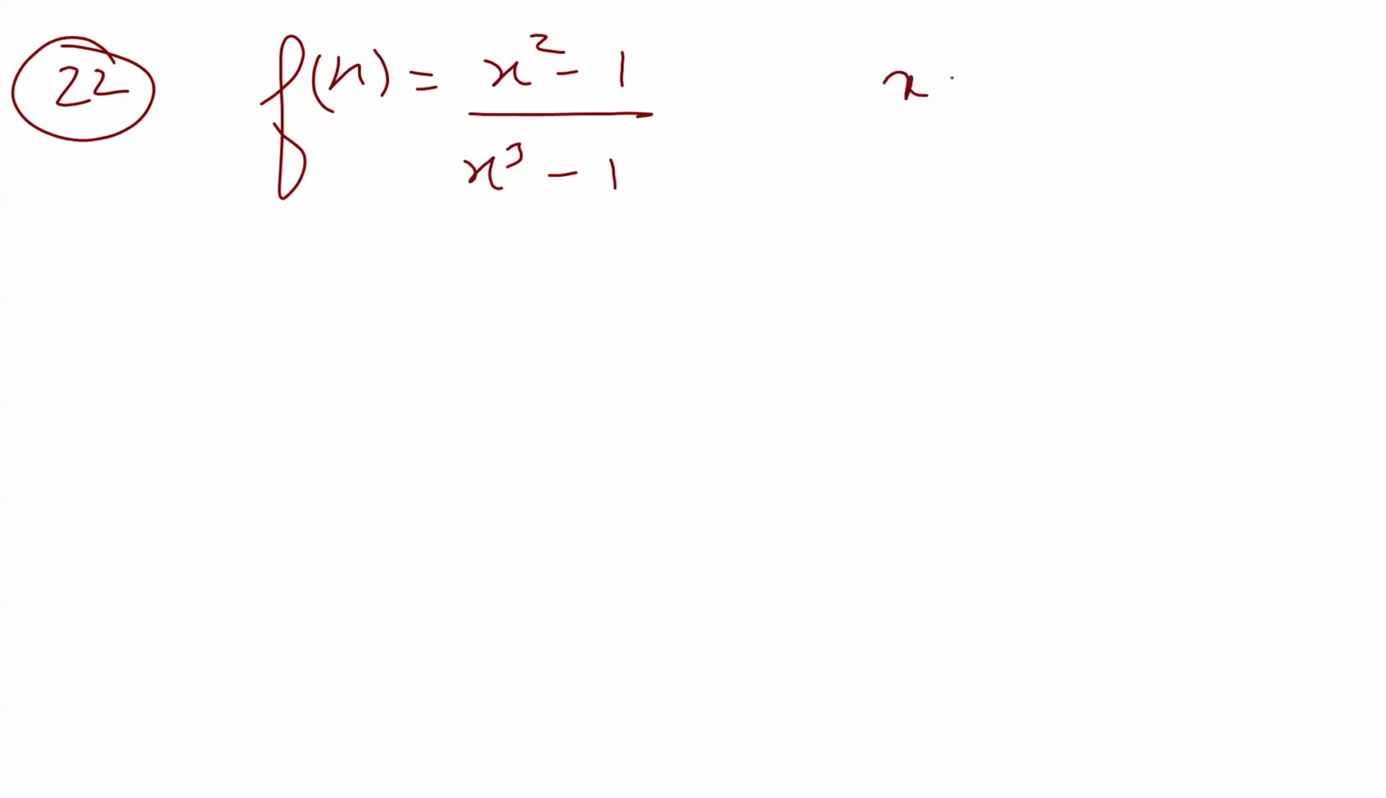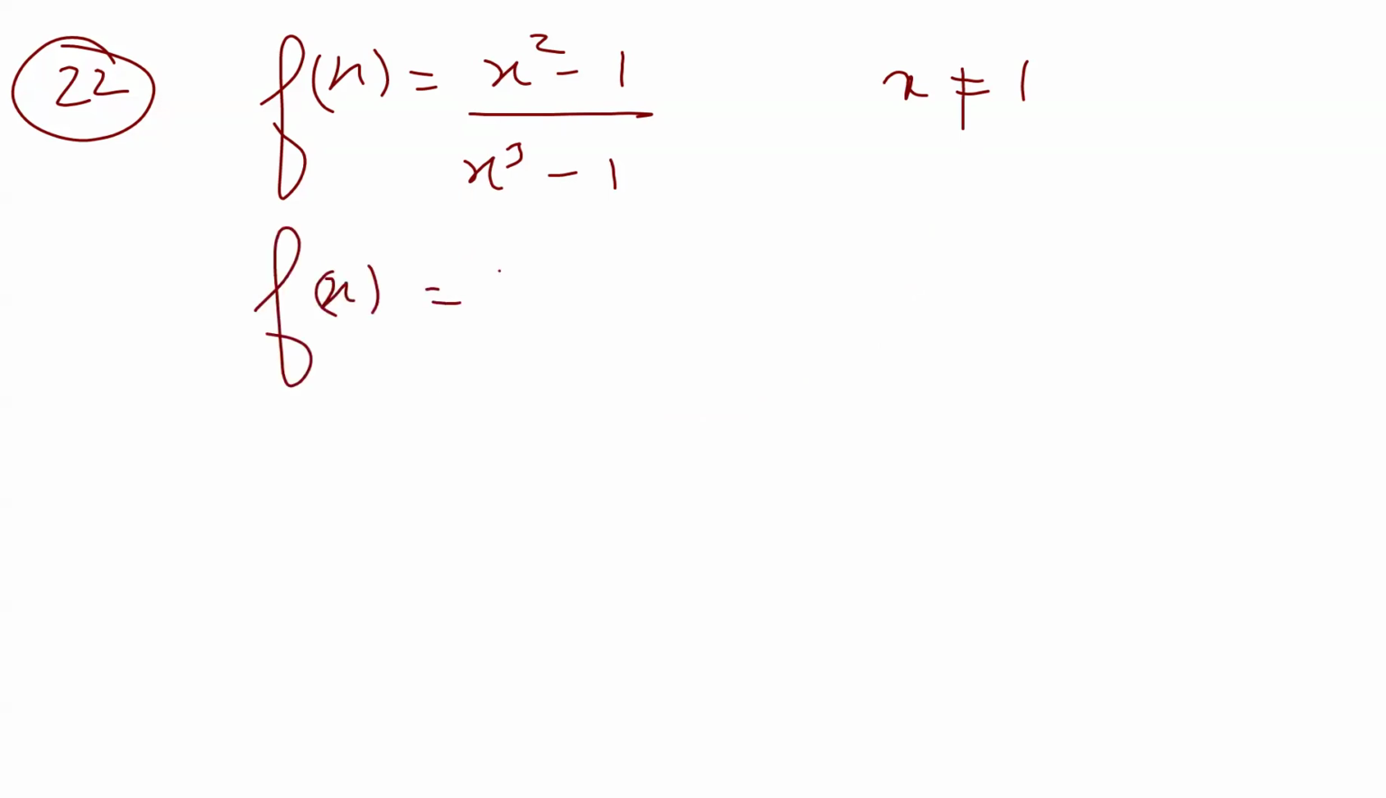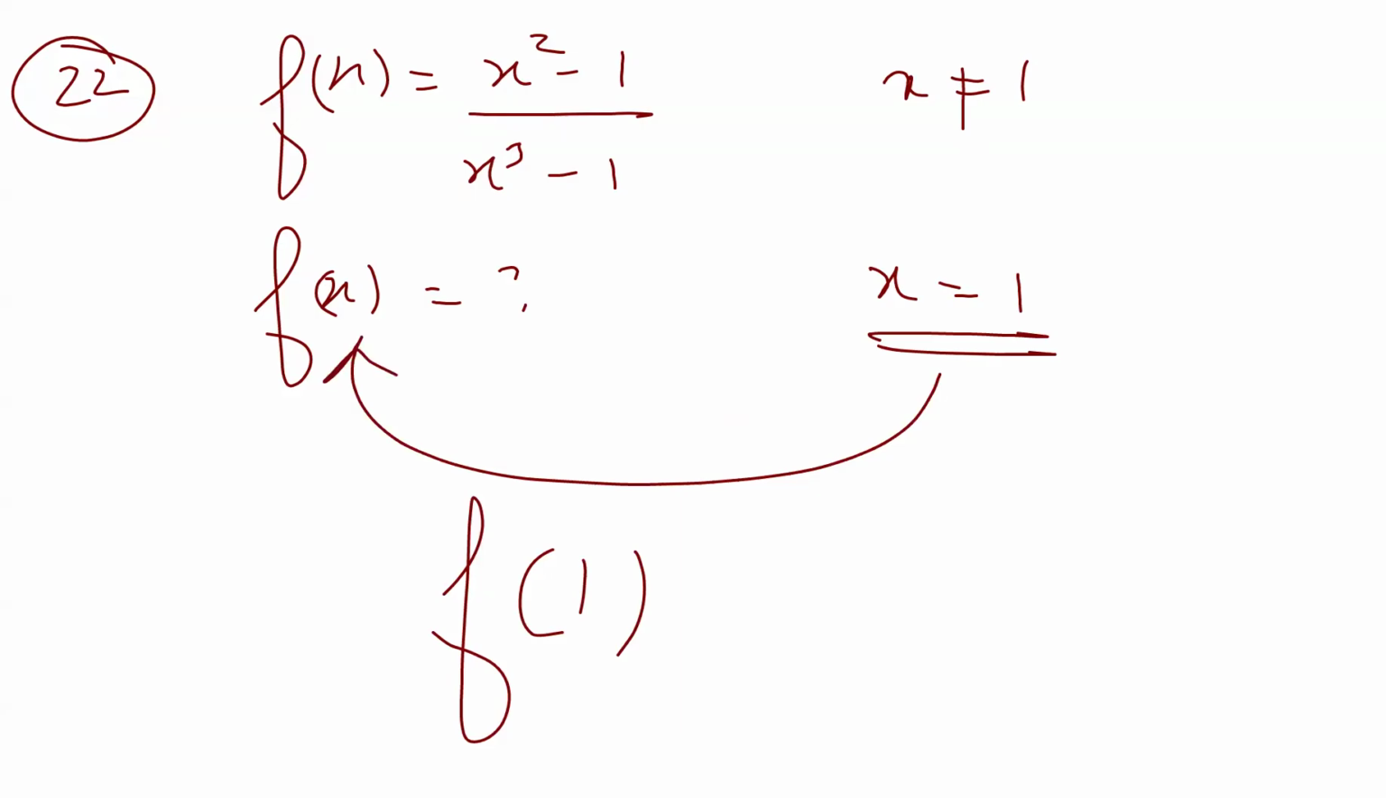In question number 22, f of x is equal to (x square minus 1) upon (x cube minus 1), and it is undefined at x equal to 1. So when x is equal to 1, this function is not defined. So x should not be equal to 1 so that the function is defined, opposite of it. They're asking what is the value of f of 1, that is, when x is equal to 1, what is the value of the function.